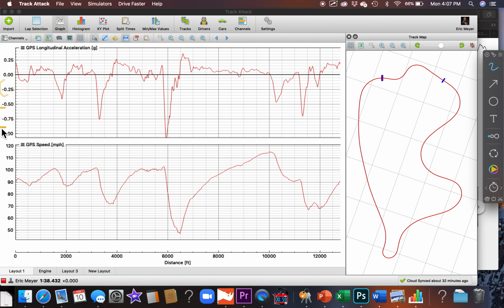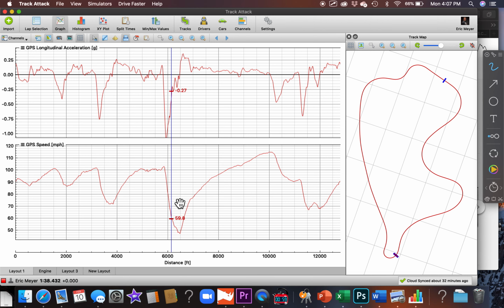Negative, negative. So that's where we're on the brakes. So all these things are brakes. There's three of them here that correspond with 1, 2, 3, right? Notice this really big one corresponds with a big decrease in speed, right? And that's going to be right in here.